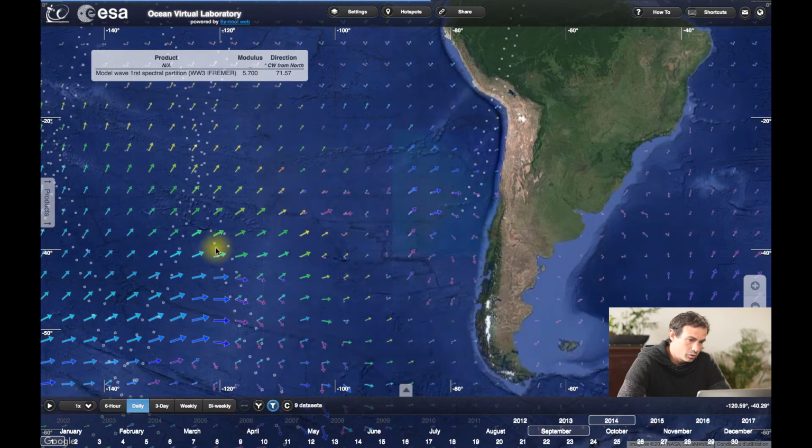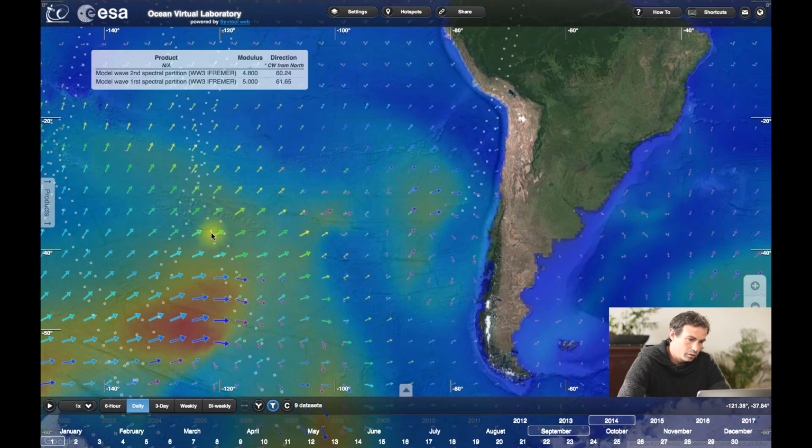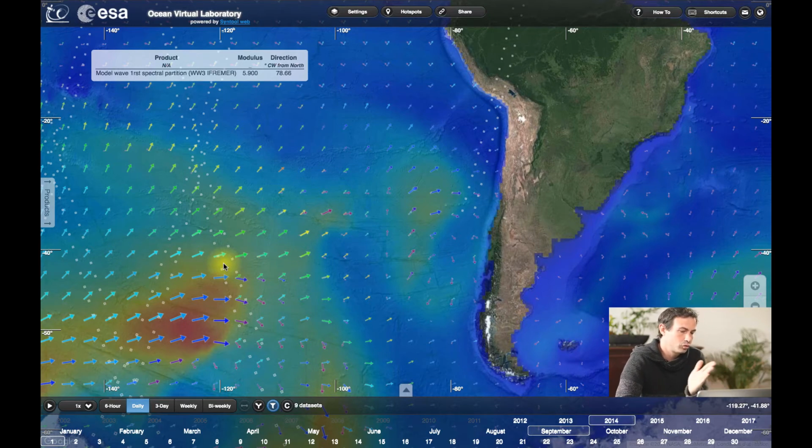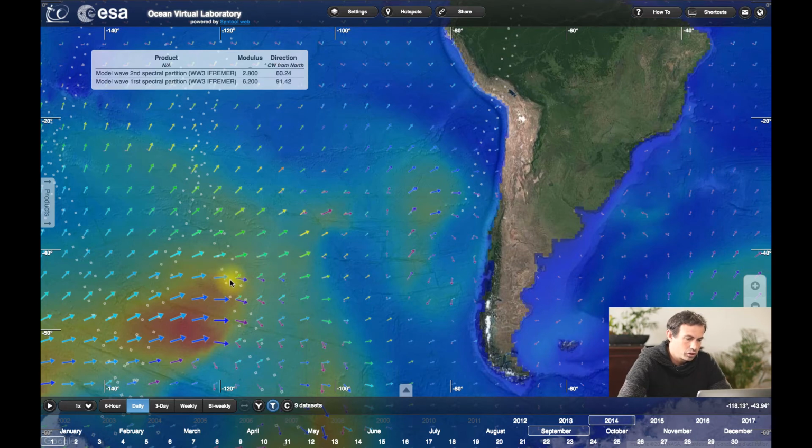there is one acquisition every 200 kilometers in a leapfrog mode. That means that there are two tracks separated by about 200 kilometers as well. That makes an even sampling as much as possible of the wave field.